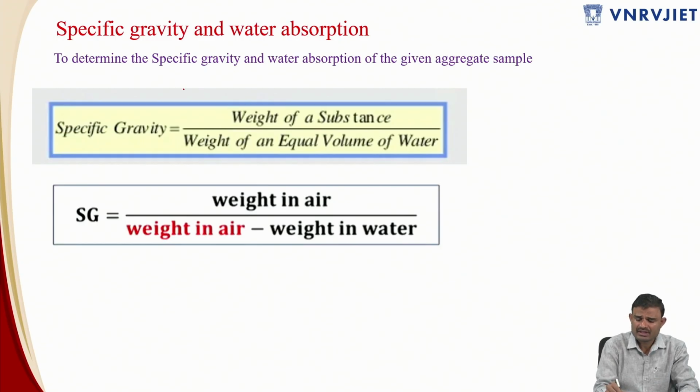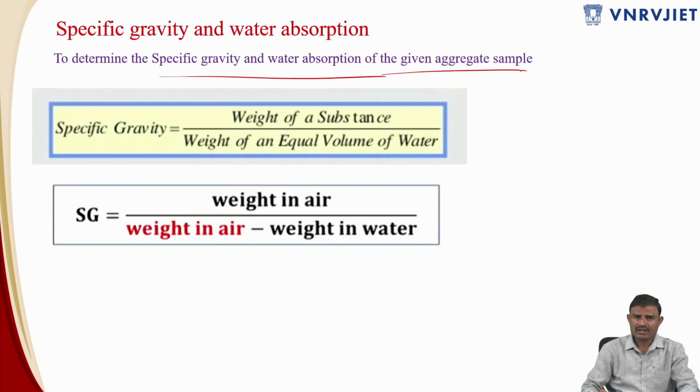The aim of the test is to determine the specific gravity and water absorption of the given aggregate sample. The definition of aggregate specific gravity is this: specific gravity is the weight of the substance, that is, the weight of the unit material, divided by the weight of an equivalent volume of water. Suppose I have taken some weight of a substance, let it be an aggregate particle. The numerator is the weight of this substance as it is, and the denominator is the weight of water whose volume is equivalent to the volume of the aggregate present here.